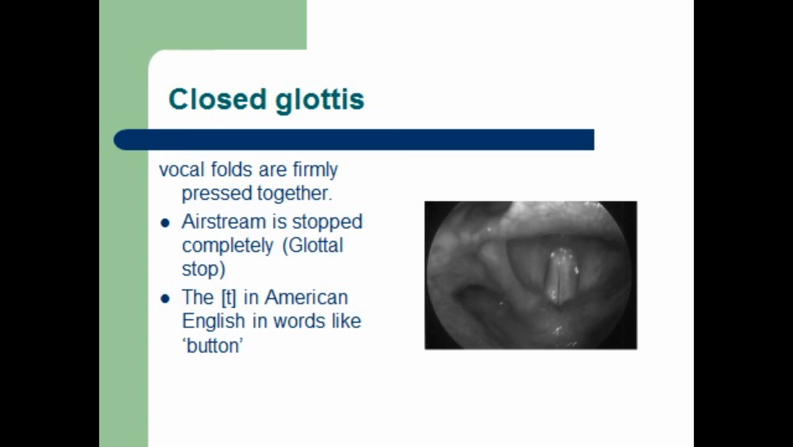Now we come to the last state, which is the closed glottis, in which the vocal folds are firmly pressed together and the air stream is stopped completely. We have the glottal stop. You can pronounce the letter T in American English in words like button. Normally you have the glottal stop sound. Just put your finger on the larynx and produce this sound. You can see that the vocal folds are closed.